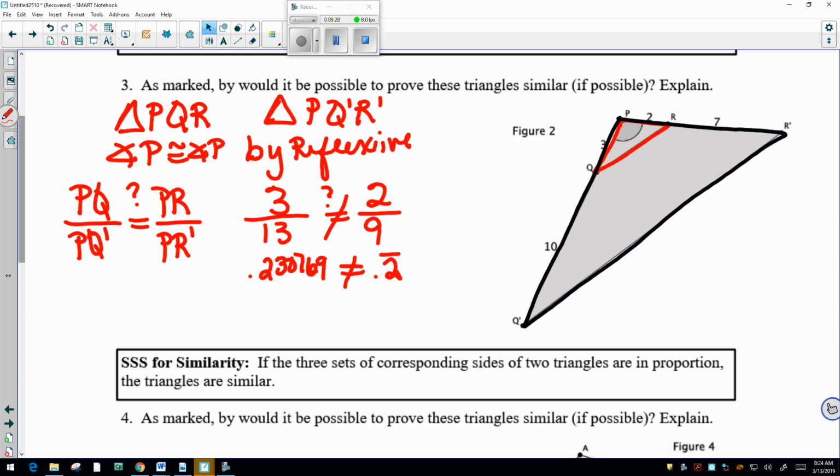A different way to test is you could cross multiply these. So if I did 9 times 3, so 9 times 3 would give me 27. If I did 2 times 13, that gets me 26. And again, I see they're not equal. So is it possible to prove these triangles similar? No. And our reason, our sides are not in proportion.